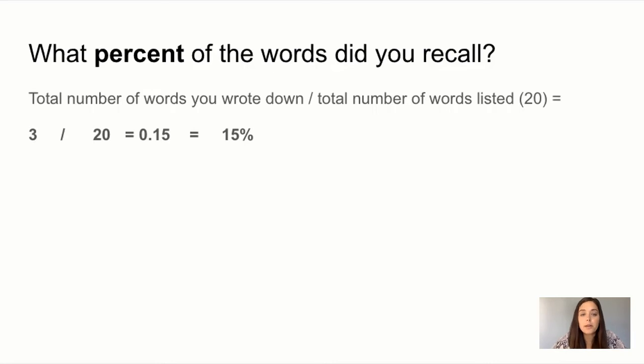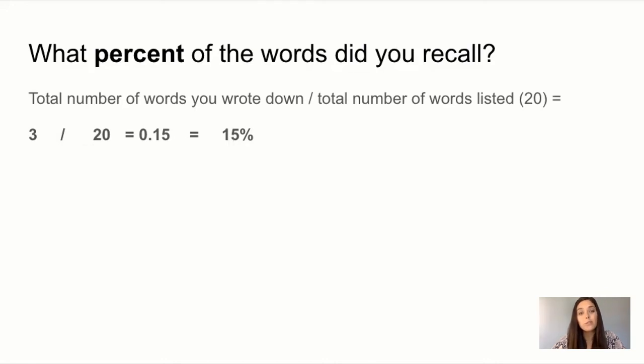Now we want to determine the percent of the words we recalled again. So that means that you are taking the total number of words you wrote down. You're dividing that by the total number of words listed, which was 20. So in my case, I correctly wrote down 3 words out of 20, which is 15%.